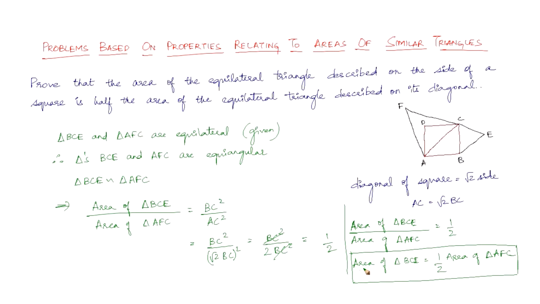So we proved that the area of the triangle BC, that lies on the side of the square, is equal to half the area of the triangle AFC, which is described on the diagonal of the square. So this concludes this problem.